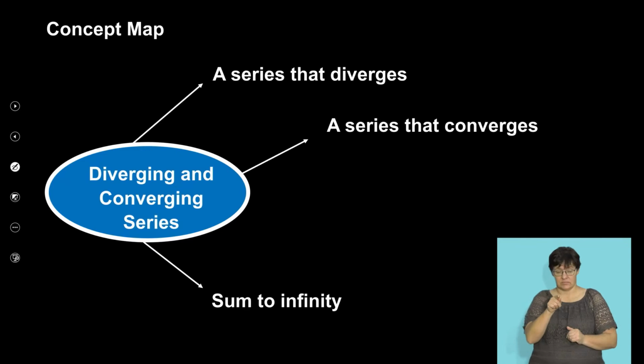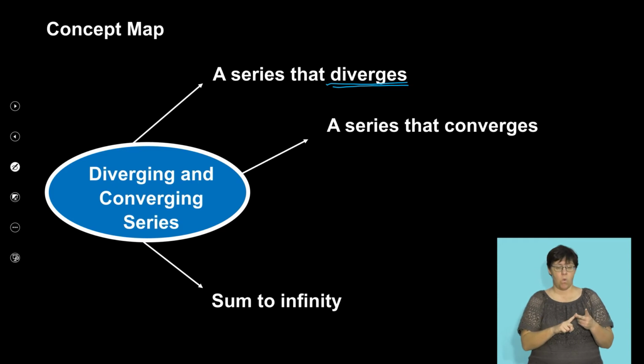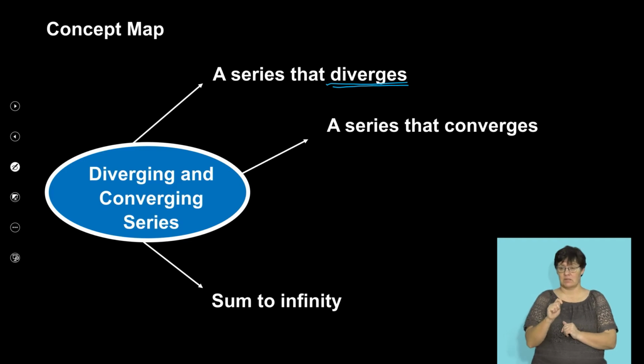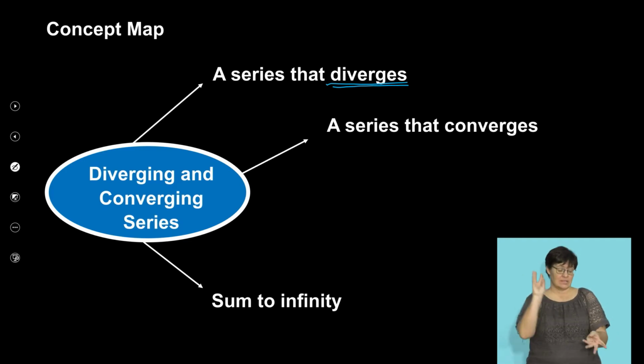In this lesson, I've defined a series that diverges. Please remember that a series that diverges is a series where the terms are not getting closer and closer to a specific number, and the sum of the terms in the series is not getting closer to a certain number. So the terms are not getting closer to 0, and the sum is not getting closer to a specific number. With a series that converges, the terms are getting closer and closer to 0, and the sum is getting closer and closer to a specific number.